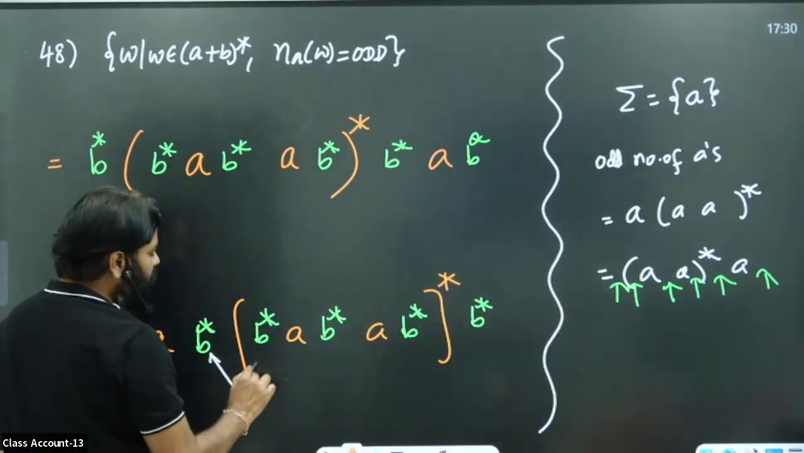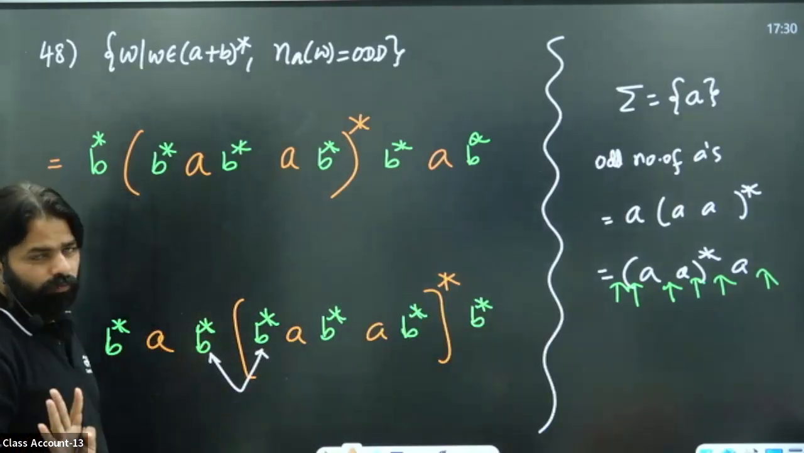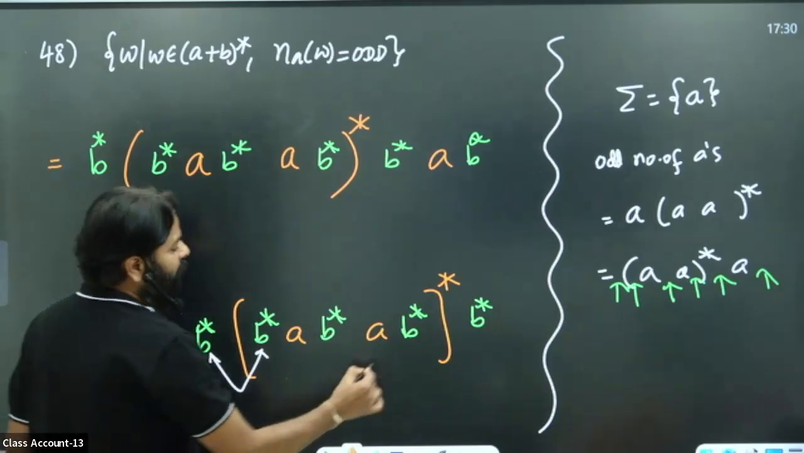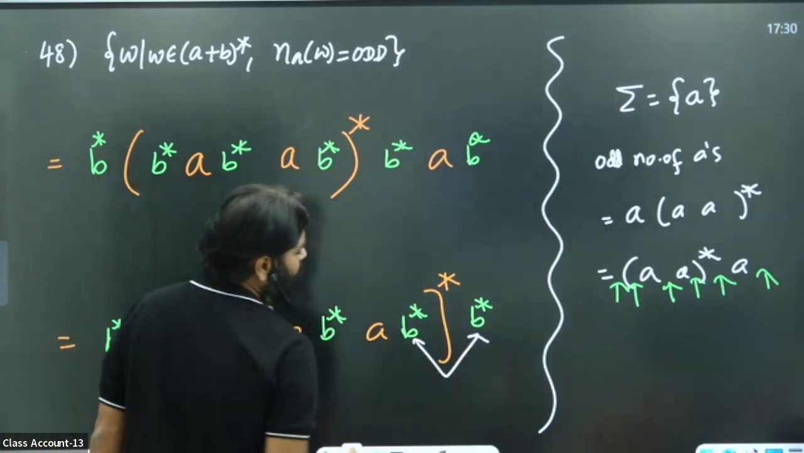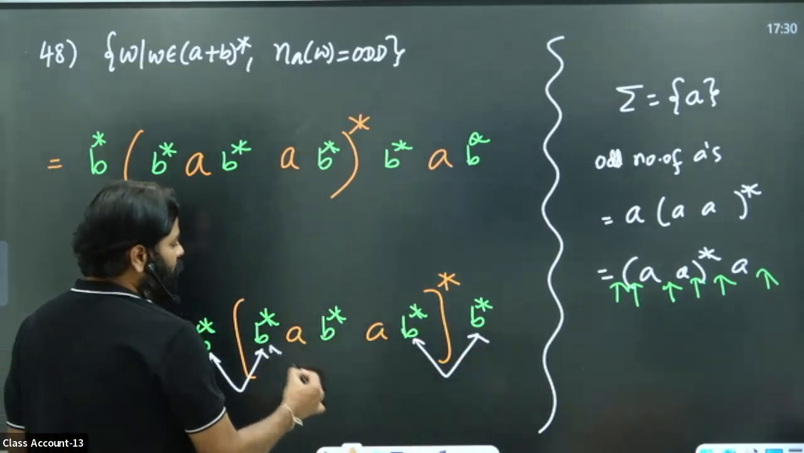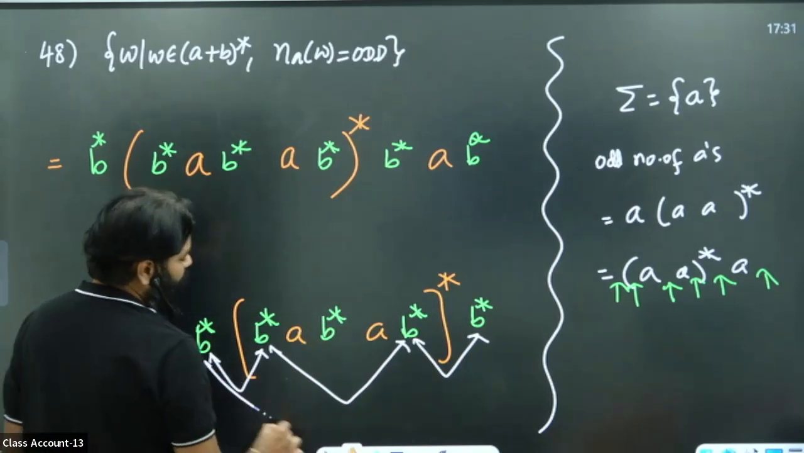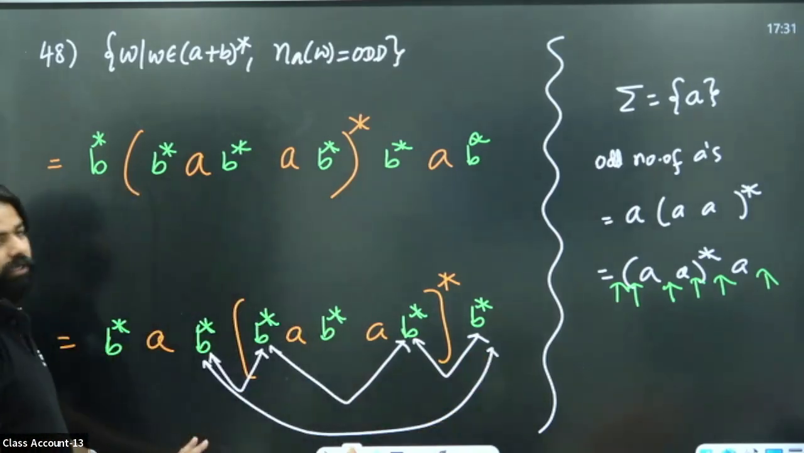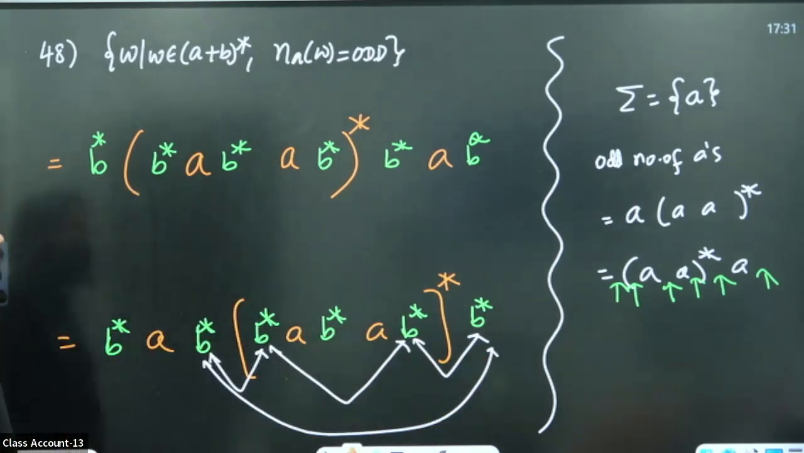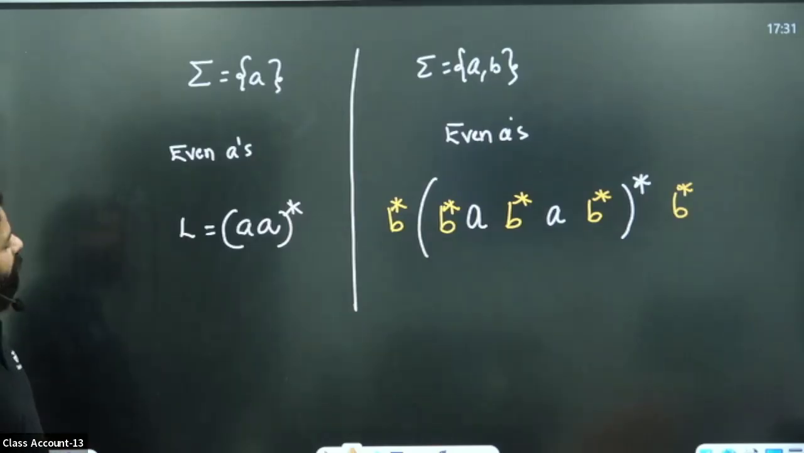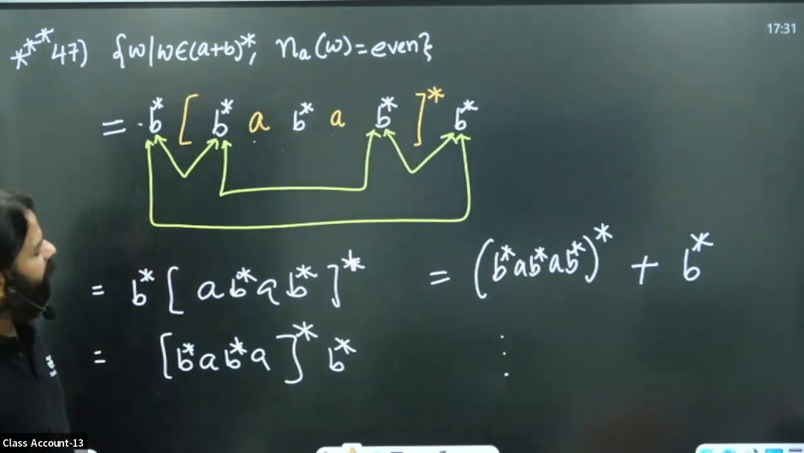Out of these 2 B stars, you can keep 1 or 2, but at least one of them should be there. Out of these 2 B stars, at least one of them, and at least one of them, and at least one of them here. Okay, you can use that technique. And previously, what is it? Even number of A's. There are other ways to write.